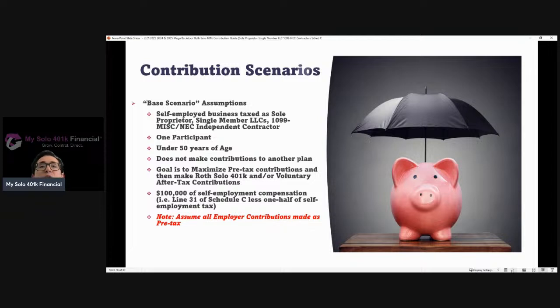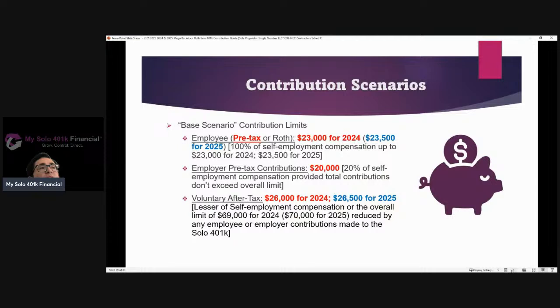Okay, so how much can this individual contribute? Well, they can make $23,000. Now, this is presuming that the person set up the plan either by December 31st. We'll talk about the deadlines in a moment, but just to put it out there, they either signed up with us by the end of December 31st, or because their business is taxed as a sole proprietorship, they sign up with us here in 2025 in time to make all contributions by April 15th, because then they'll be able to make all contributions for 2024 by April 15th.